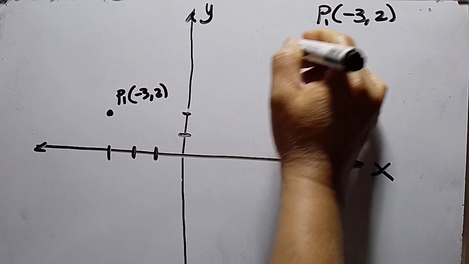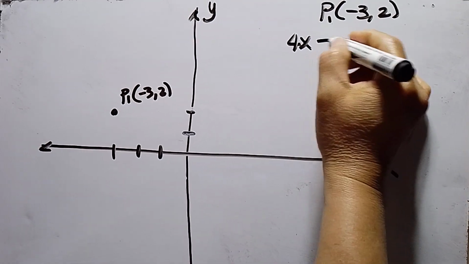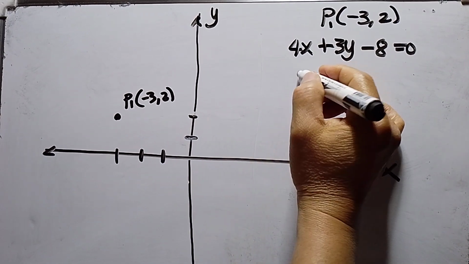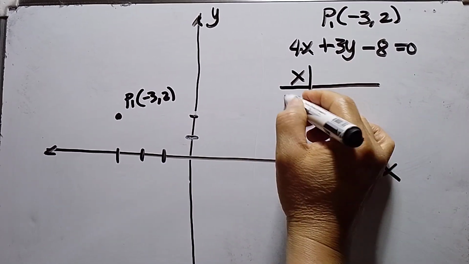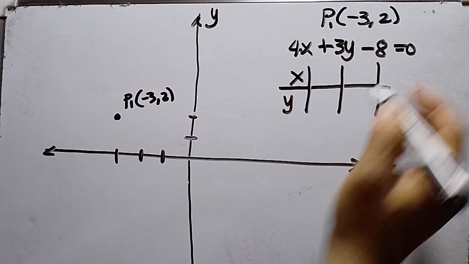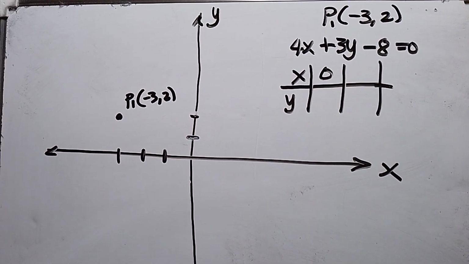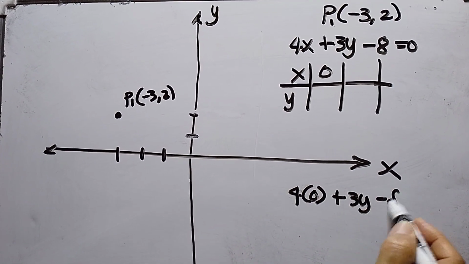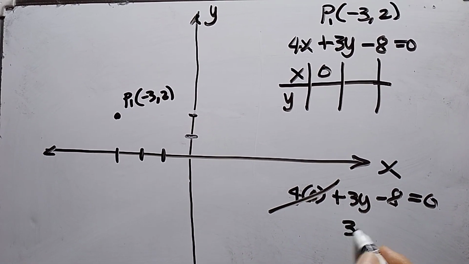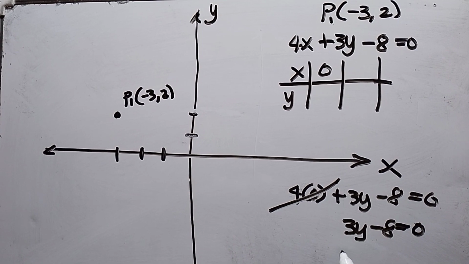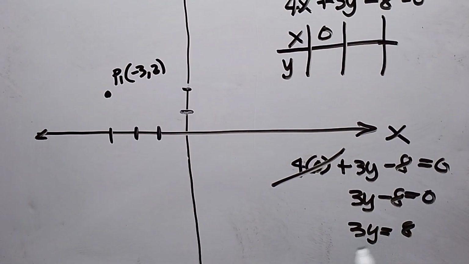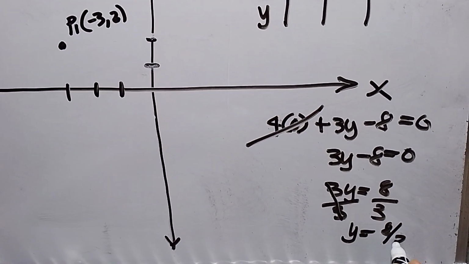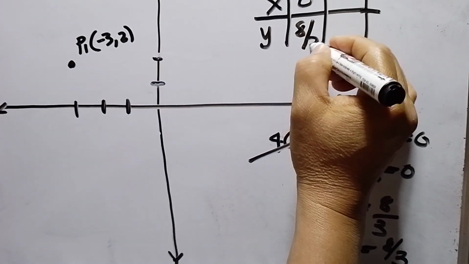How about this line, 4x plus 3y minus 8 is equal to 0? By using intercepts, let me make a table. When x is 0, what is the value of y? When x is 0, 4 times 0 plus 3y minus 8 is equal to 0. So 3y minus 8 is equal to 0. Transpose: 3y is 8, and then divide by 3 on both sides. So y is equal to 8 over 3.